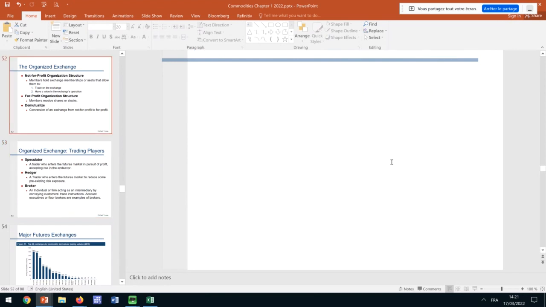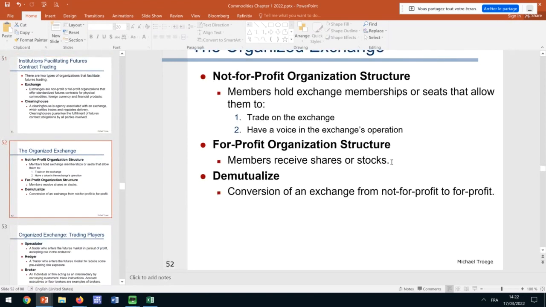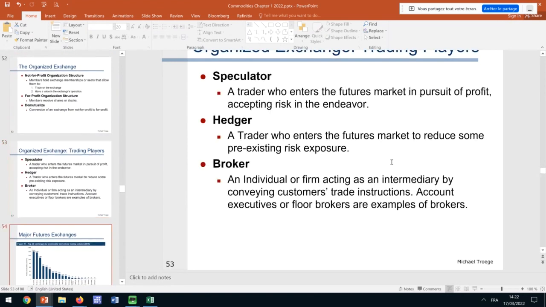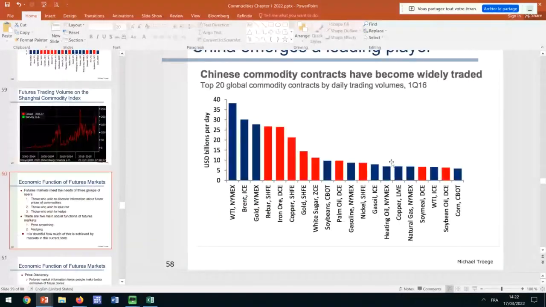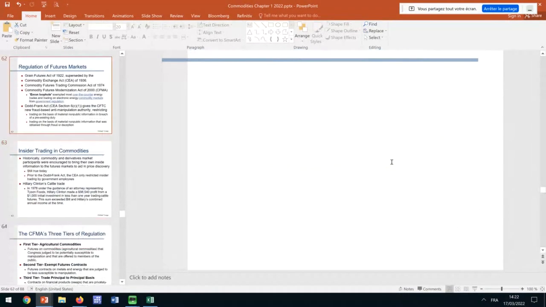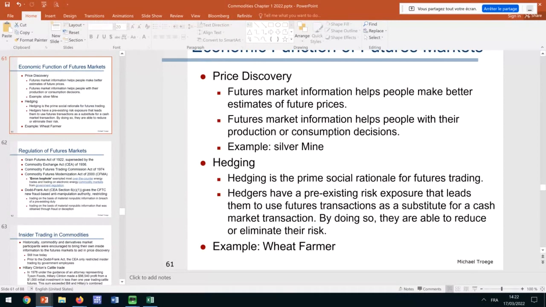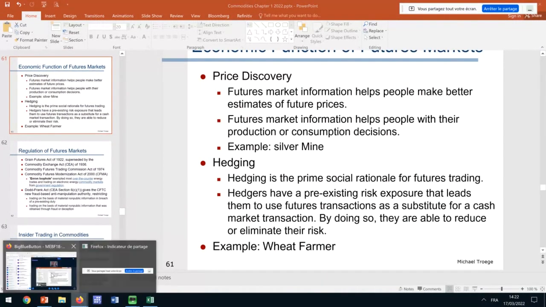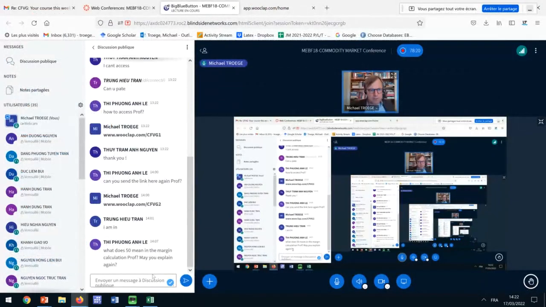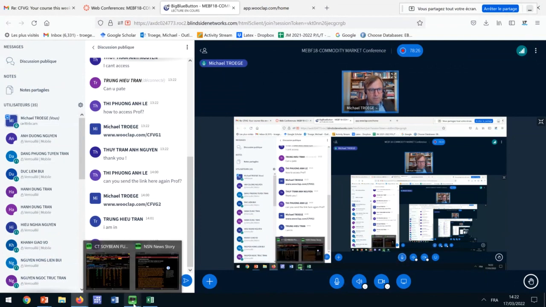Now I have a bit of a text. Maybe we should have a break, because now we have just some information about the important commodity exchanges and so on. What does 15 mean in the margin calculation? Yes, I can briefly explain this again.